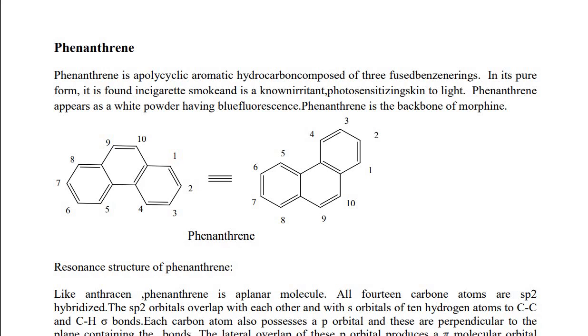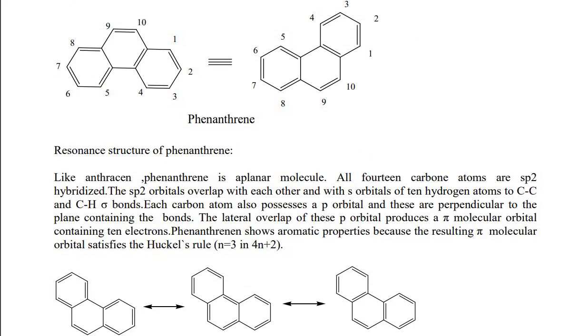Now, my friend, phenanthrene. You know, phenanthrene is a cyclic aromatic hydrocarbon compound composed of three fused benzene rings. In its pure form, it is found in cigarette smoke, and is irritating, photosensitizing skin to light. Phenanthrene appears as a white powder having blue fluorescence. Phenanthrene is the backbone of morphine. You can see the structure of phenanthrene, an angular arrangement of three fused benzene rings.